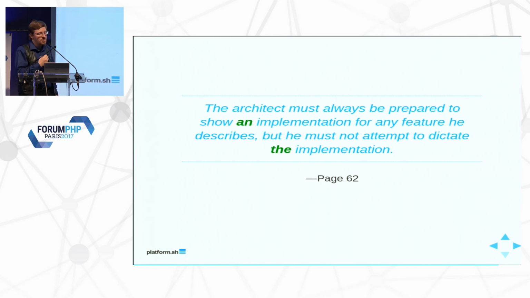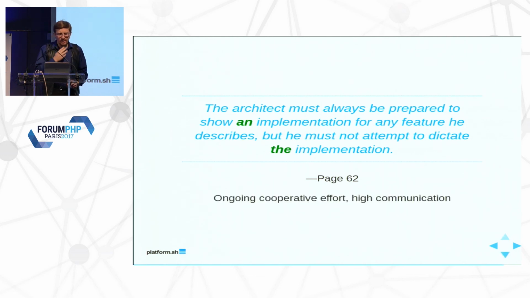The architect needs to always be prepared to show an implementation, but not necessarily dictate the implementation. The implementer gets to decide how it gets built, as long as the architect has confirmed it is possible to build. Asking someone to build something that's impossible will not get you a good product. But it's up to the implementer, the programmer, to decide how it gets built. This is an ongoing cooperative effort with lots and lots of communication. You need to have constant regular communication.